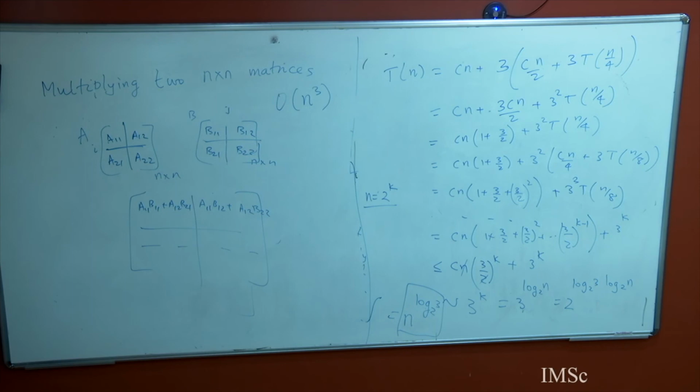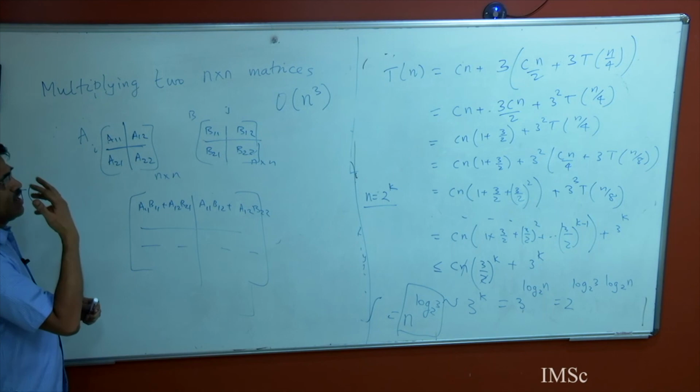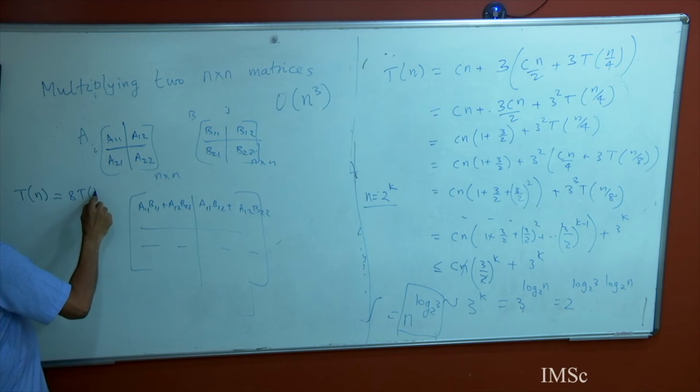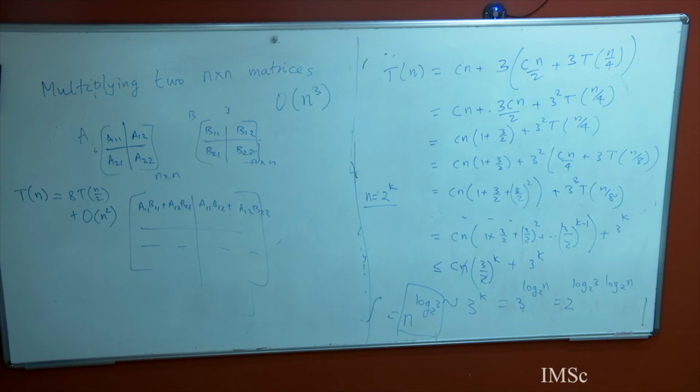So, what would be the recurrence relation here? My T of n, how many matrix multiplications of half the size are you doing? 8, right? Is that clear? Because here is 1, 2, 3, 4, 5, 6, 7, 8. Think of it as 2 2 by 2 matrices, and to multiply them will take you 8 multiplications. So, it is 8 T of n by 2 plus, doing all these additions, all that I am going to absorb into n squared. Okay.